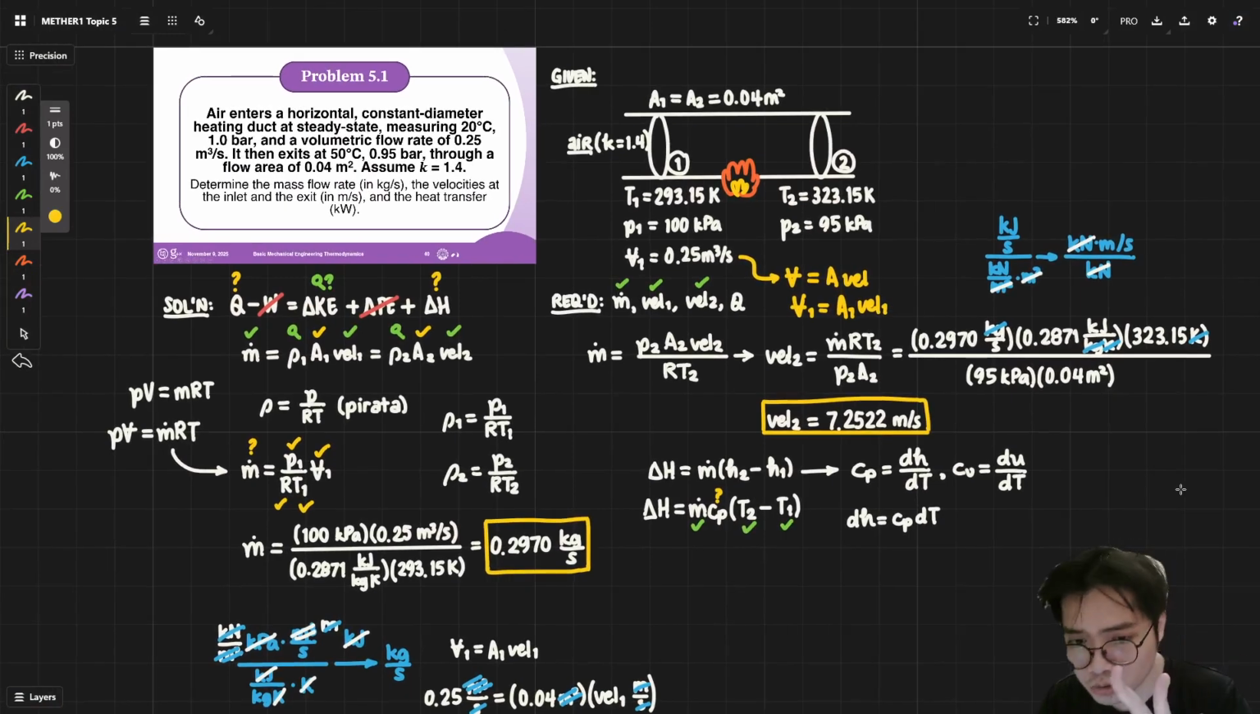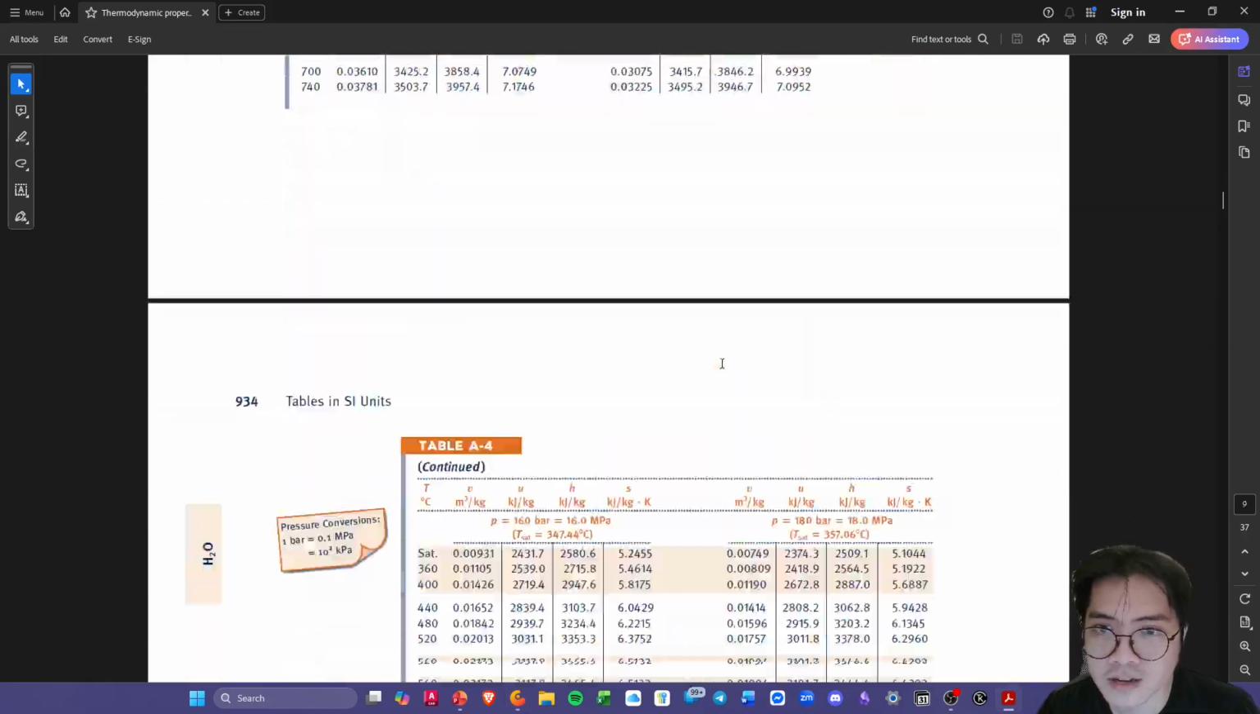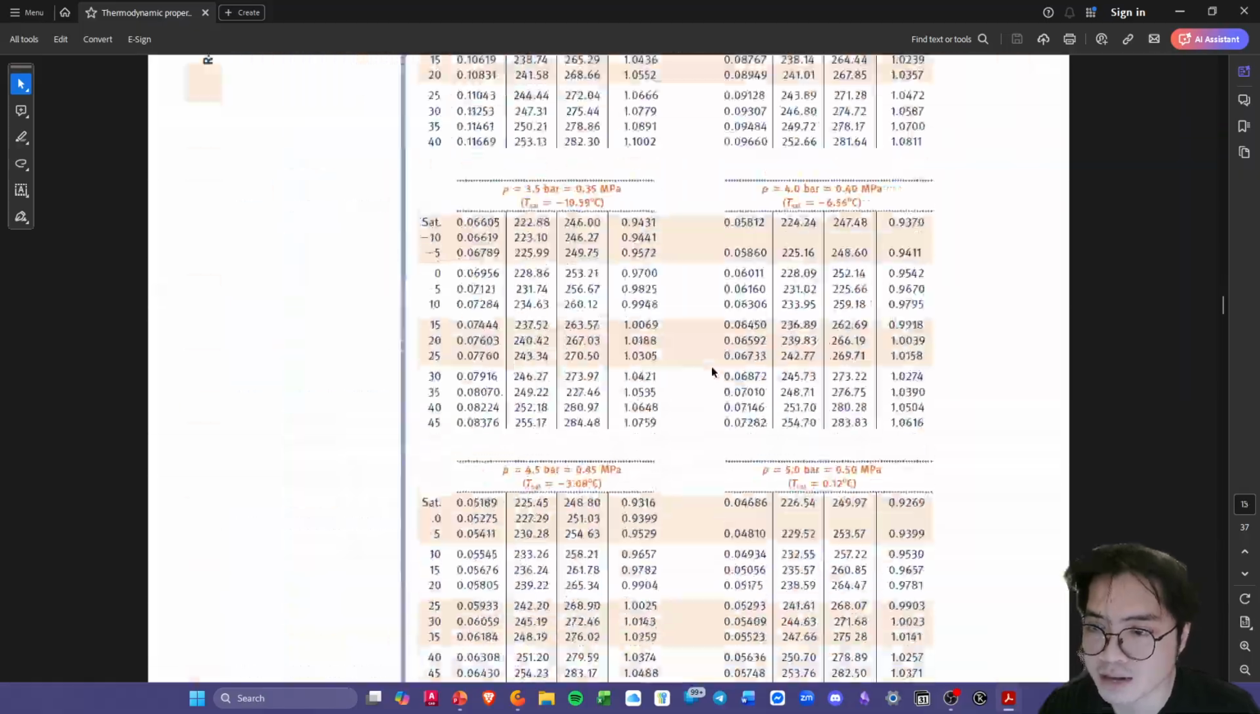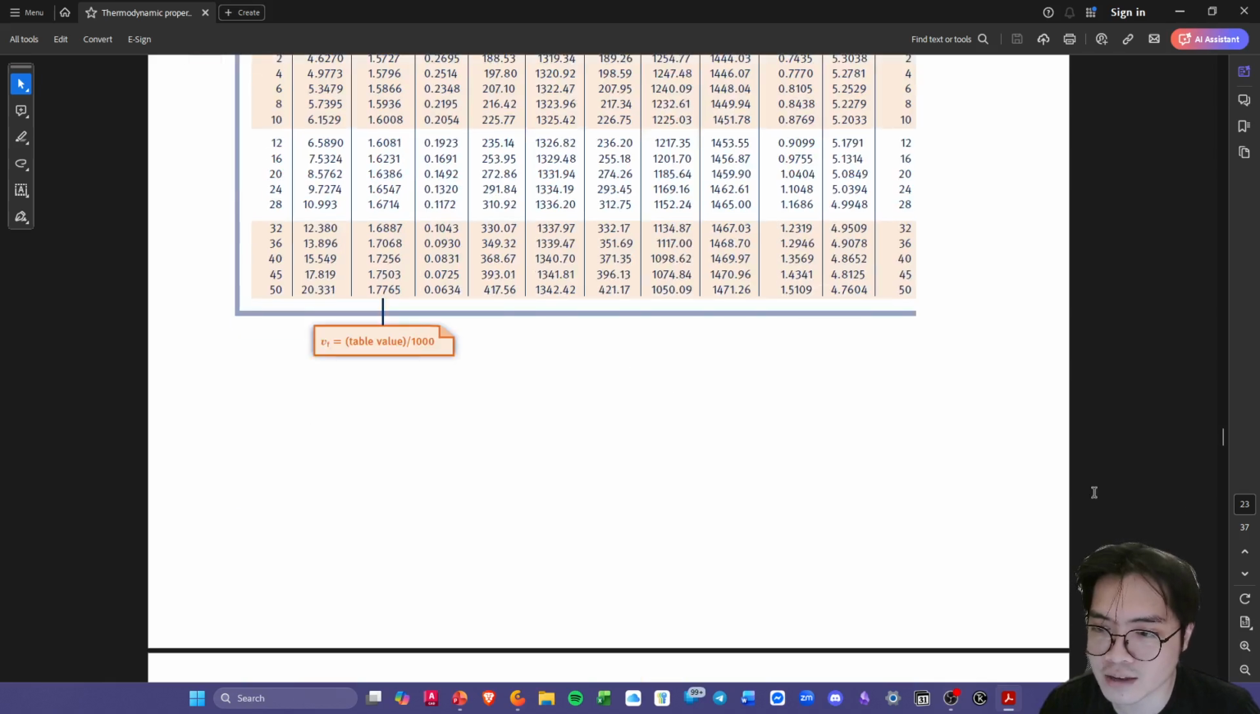There are 3 schools of thought. Number 1, if you are a by-the-book person, go ahead, consult the book. Here are our tables. And the thing to consult when we are looking at ideal gases is, of course, what is happening?